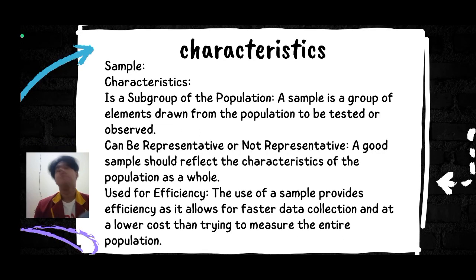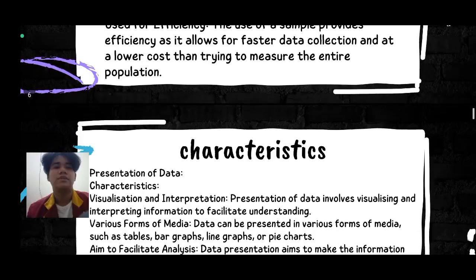And then sample. The characteristic: it is a subgroup of the population. A sample is a group of elements drawn from the population to be tested or observed. It can be representative or not representative. A good sample should reflect the characteristics of the population as a whole. Used for efficiency. The use of a sample provides efficiency as it allows for faster data collection and at a lower cost than trying to measure the entire population.